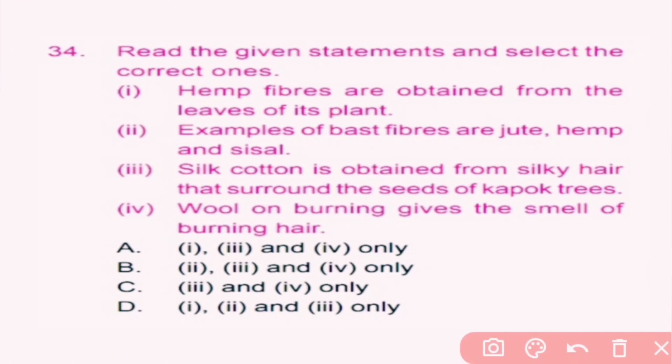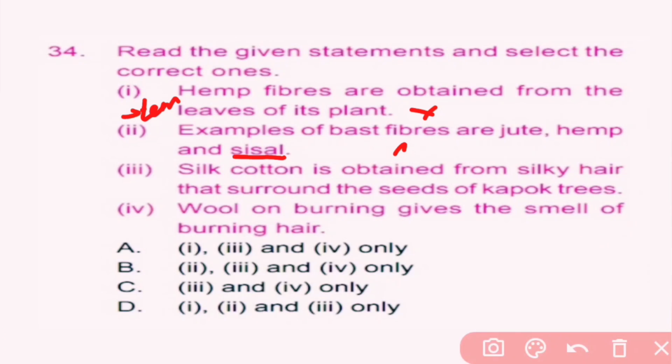Question number 34. Read the given statements and select the correct ones. Option 1. Hemp fibers are obtained from the leaves of its plant. It is incorrect because it is obtained from the stem of the plant. Option 2. Examples of bast fibers are jute, hemp and sisal. Sisal is not an example of bast fiber. It is an example of leaf fiber. So it is also incorrect.